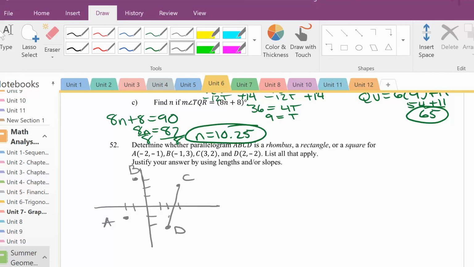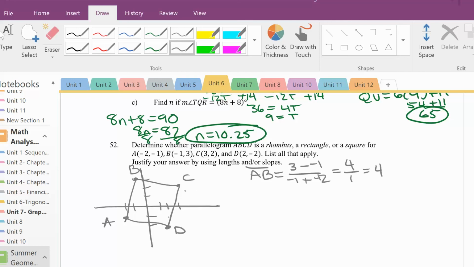All right, so there's what it looks like. So now what I would do is I'd find the slopes. Finding slopes is a lot quicker than using the lengths. So first I find the slopes. So AB, so the slope is y2 minus y1 over x2 minus x1. So it's going to be 4 over 1, which is 4.